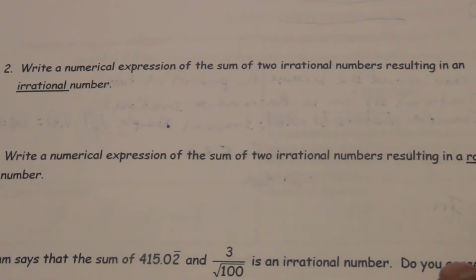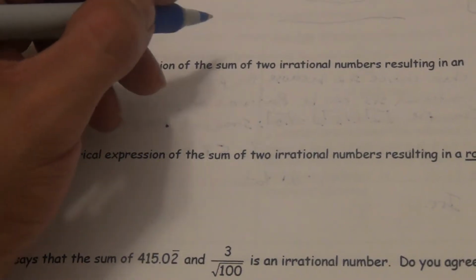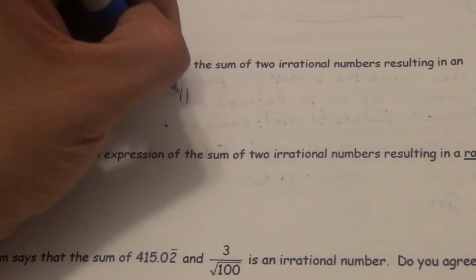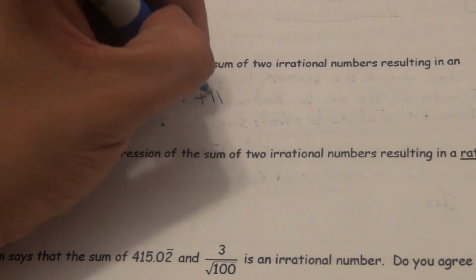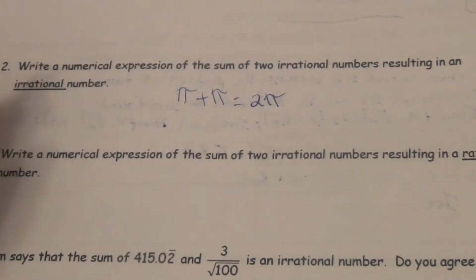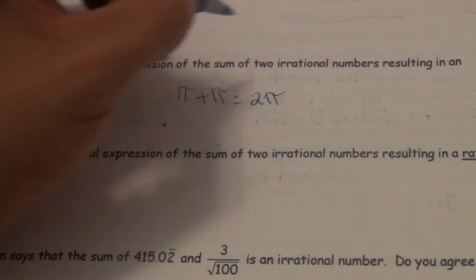What else does it say here? Write a numerical expression of the sum of two irrational numbers resulting in an irrational number. Sure. I'm not gonna write a bunch of numbers. I could just write pi plus pi. That's 2 pi, and that is irrational. Numerical expression. Let me see. Do we have another number? Sure.